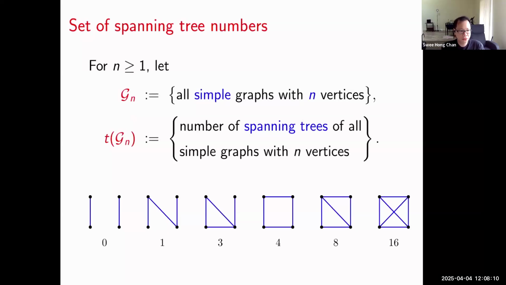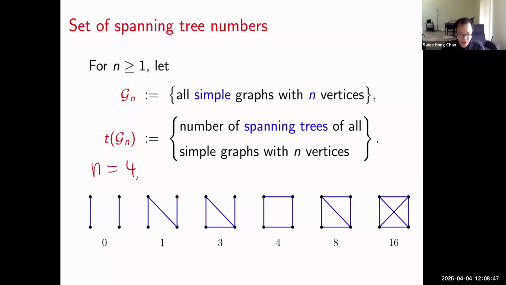Here's how it goes. Let G_n be the set of all simple graphs with n vertices, and let T(G_n) be the set of all possible numbers of spanning trees of all simple graphs with n vertices. For example, let's take n equal to 4. First, this set always contains the number 0, because you can always have a disconnected graph. It has 0 spanning trees. Then you can have 1 spanning tree when the graph is actually a tree.